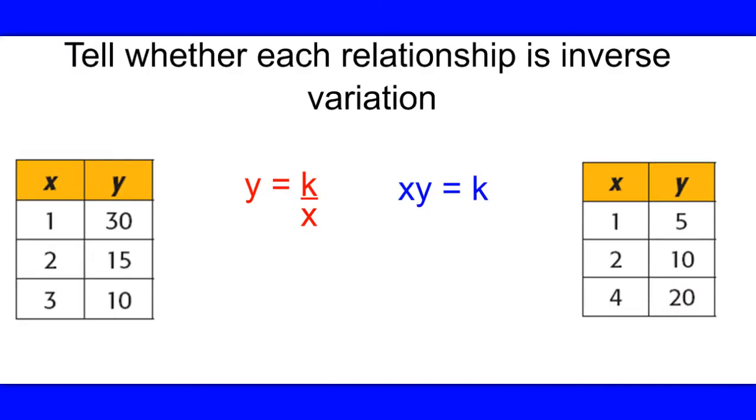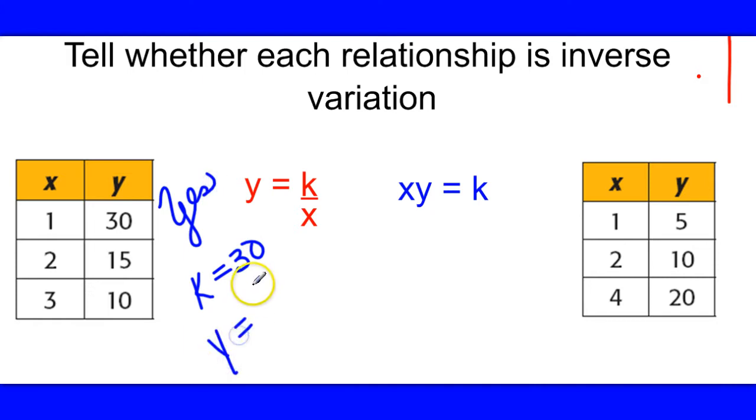So let's take a look at these. Ready? 1 times 30 is 30. 2 times 15 is 30. 3 times 10 is 30. Since 1 times 30 is 30, 2 times 15 is 30, and 3 times 10 is 30, then we know that the k value is equal to 30. So yes, this is an inverse variation. And if we were to write the equation, we would say y is equal to 30 over x.